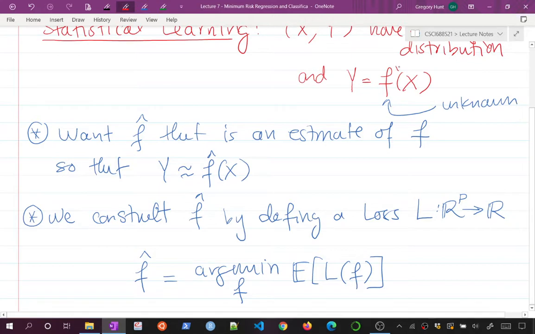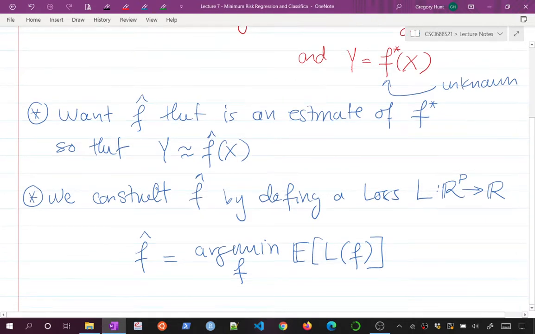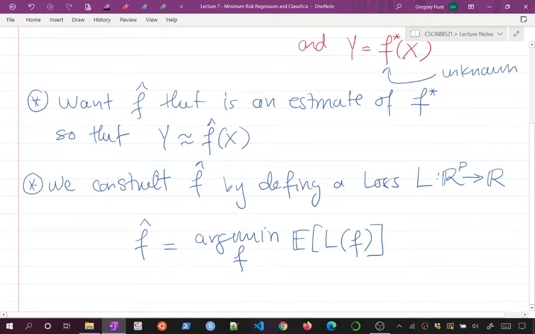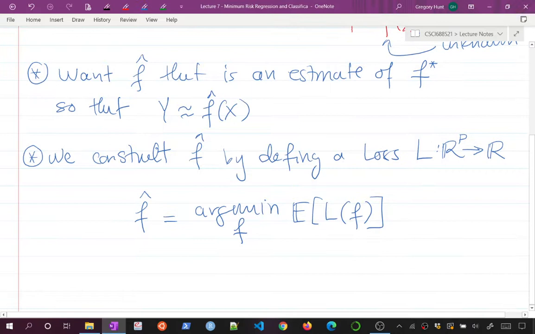Maybe you could call this thing f star, which is the true f. It doesn't really matter notationally what you call it, right? But we're optimizing. So f star is the true f. f hat is our prediction, and we get f hat by minimizing the risk of this loss, and the risk is the expected loss. For some candidate f, our loss is L of f, and our expected loss is the expectation of that, right?